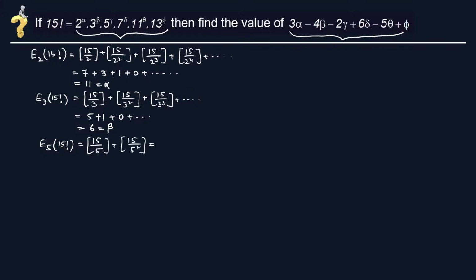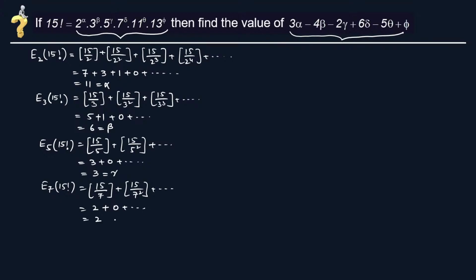So that gives us, actually it will go on, but no need to write that because all will give us 0. So this is coming like 3 and this is coming like 0 and so on. So it is coming only 3, which is actually your gamma. What will be the exponent of 7 in factorial 15? So this is again coming to 2 plus 0, and so on. So this is your 2 only. And 2 is nothing but your delta.